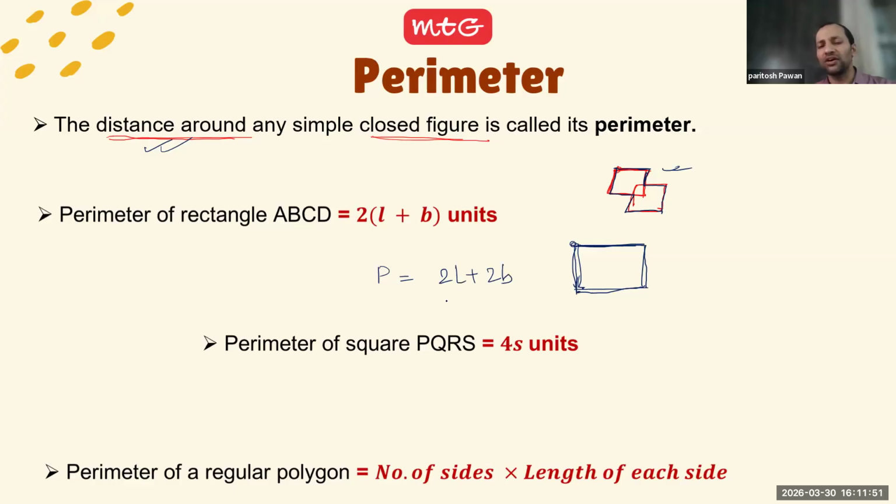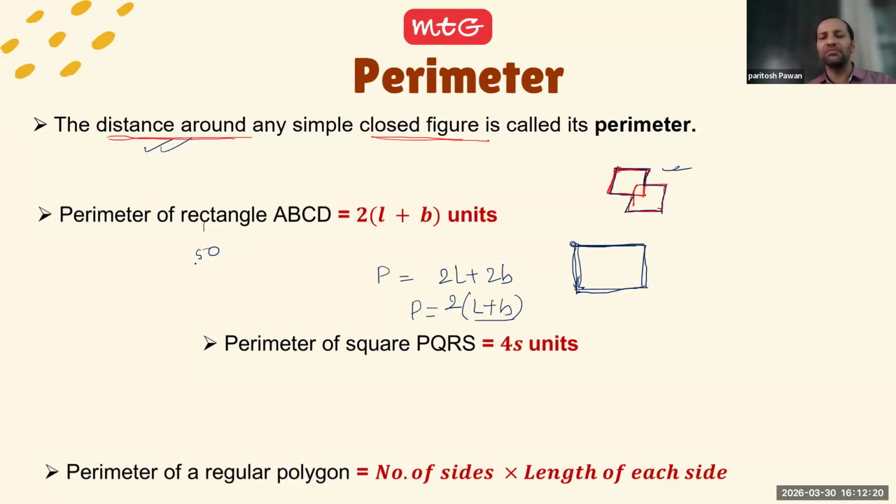If we take 2 as common, 2 will be outside and inside the bracket it will be L plus B, length plus breadth. So the formula for perimeter of a rectangle is 2 into (length plus breadth). Whenever length and breadth are given, you add length and breadth and double it, and it will give you the perimeter.